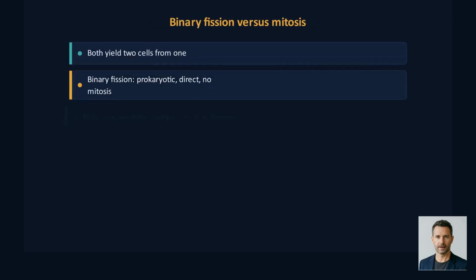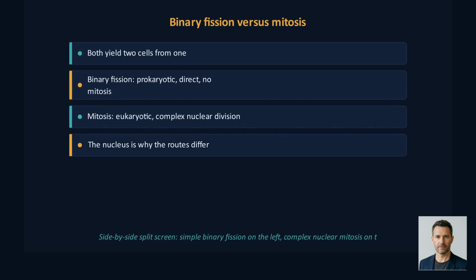Let us put the two side by side so the comparison is clear. Both processes end in the same place: a cell becomes two. But the route differs sharply. Binary fission is the prokaryotic route, splitting the cell directly into two identical daughter cells without any mitosis. Mitosis is the eukaryotic route, a complex nuclear division in which the nucleus itself is divided.